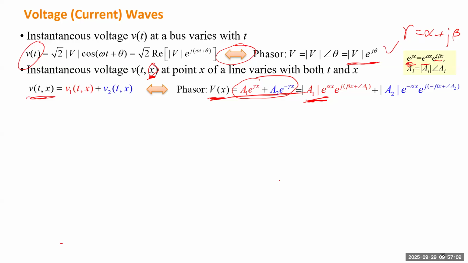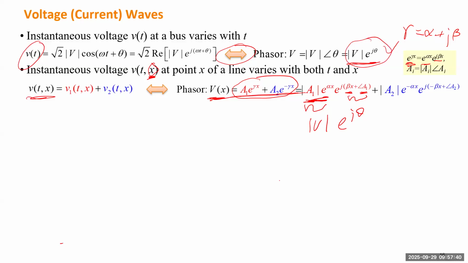So j beta s will move to the angle. Also, if A1 is a complex number, A1 also has an angle. So this one will have the first item be the absolute value, and here will be the angle, which is similar to this form. It will be similar to this expression.